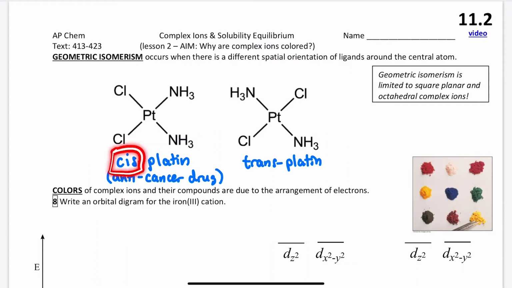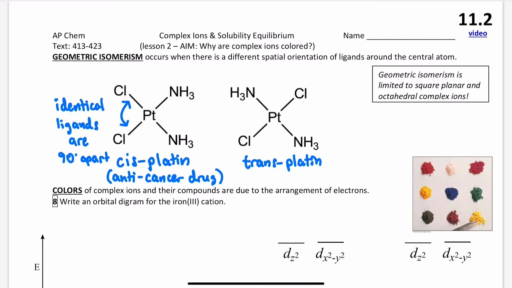The notation cis refers to two identical ligands, in this case, let's say the two chlorines, and that they are 90 degrees apart from each other. Likewise, the two ammonias are 90 degrees apart from each other. But when they're on opposite sides and 180 degrees apart, that's called a trans isomer. So these have different properties, particularly different chemical properties, but they're very similar. And the only way to distinguish them is with the name or with actually drawing them out.